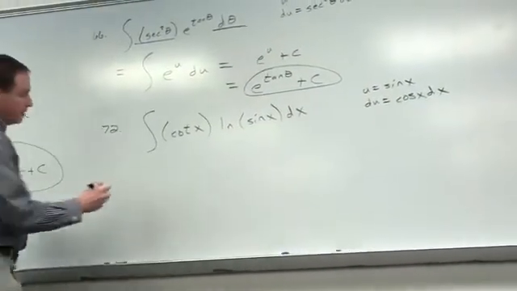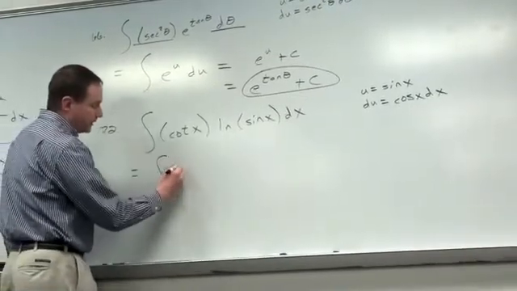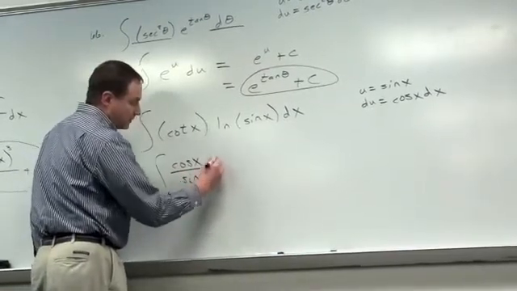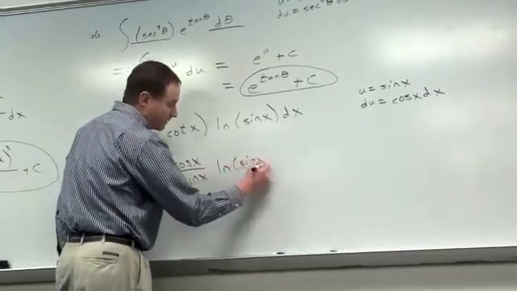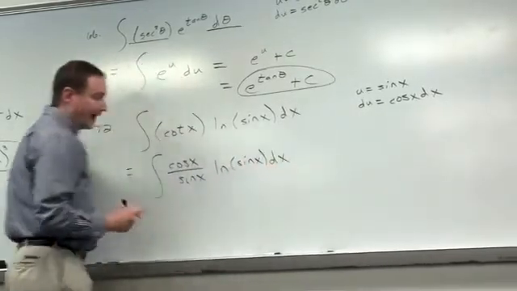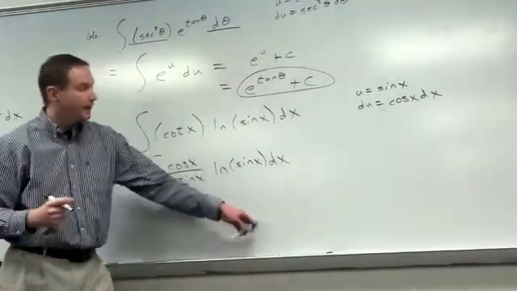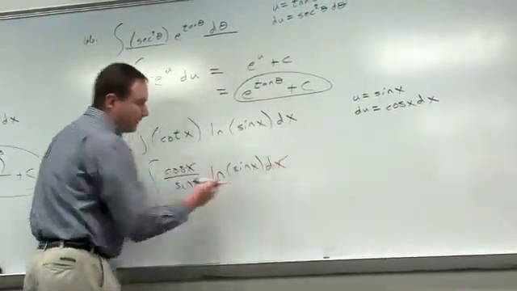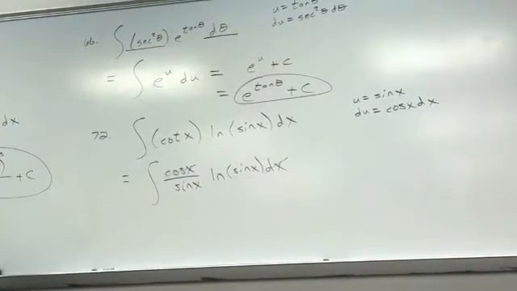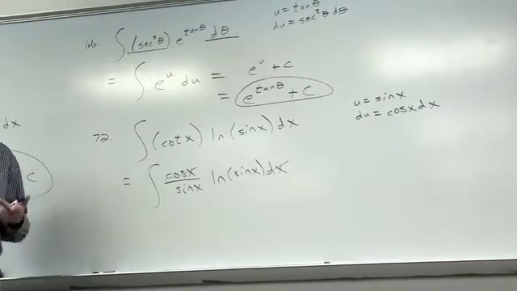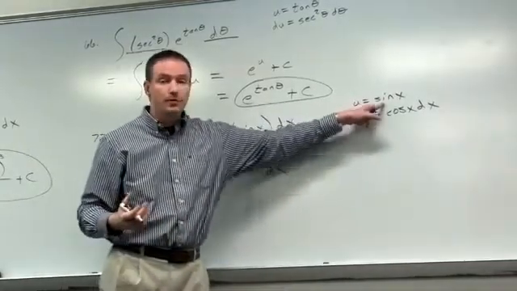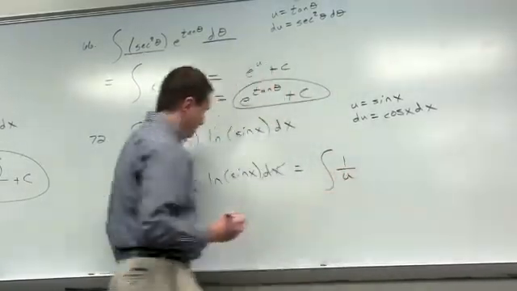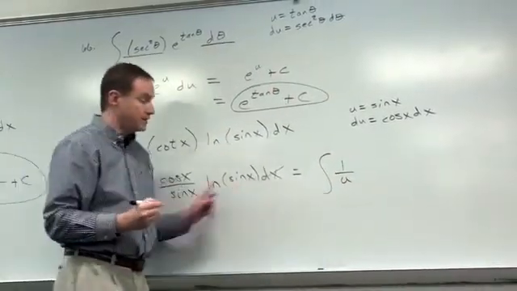And then I can say, well, this integral could have been written as cosine x over sine x, natural log of sine x dx. Now, I know that I'm going to cross everything out that's going to be replaced by du. Cosine x dx is going to be gone. But I'm still going to have that 1 over sine x. Well, sine of x is u. So I'll say, well, okay, this is going to be the integral of 1 over u, natural log of u du.